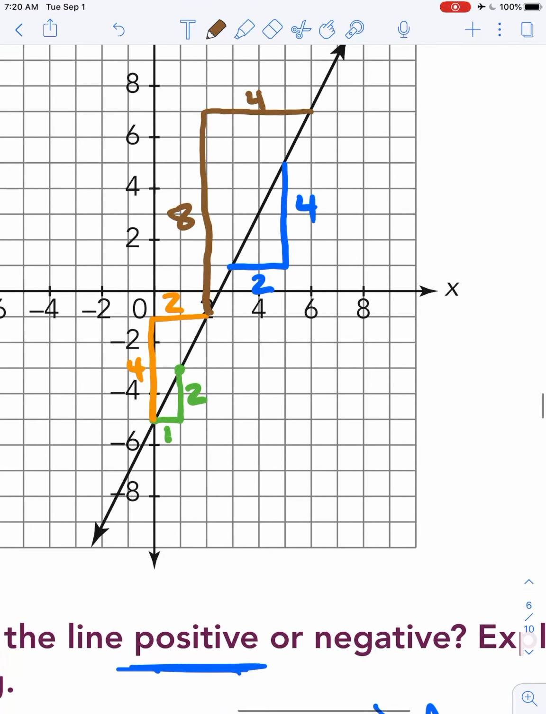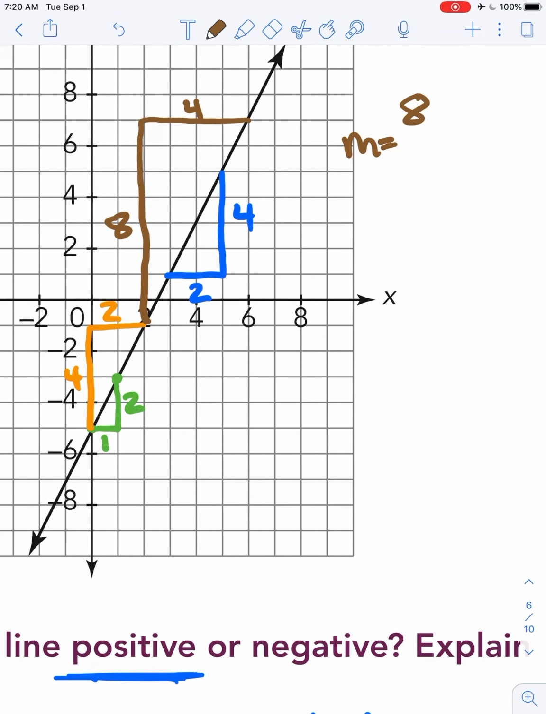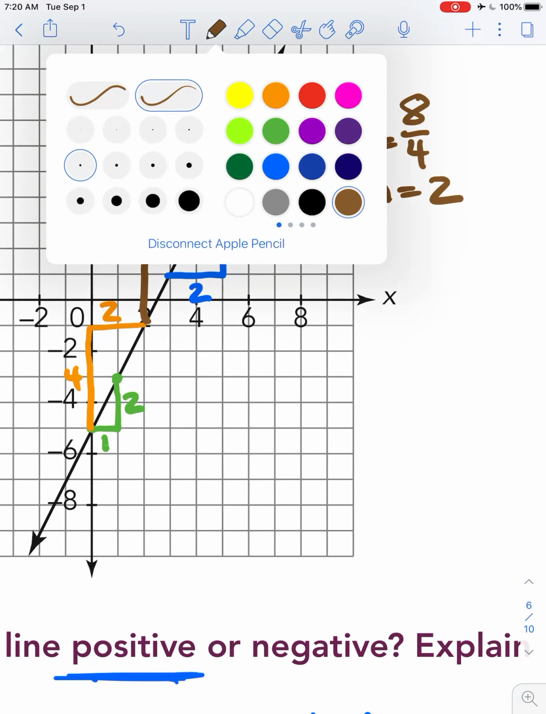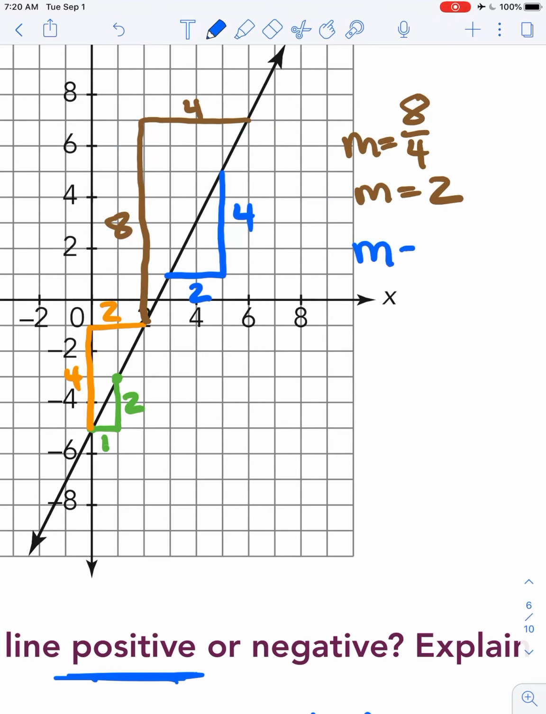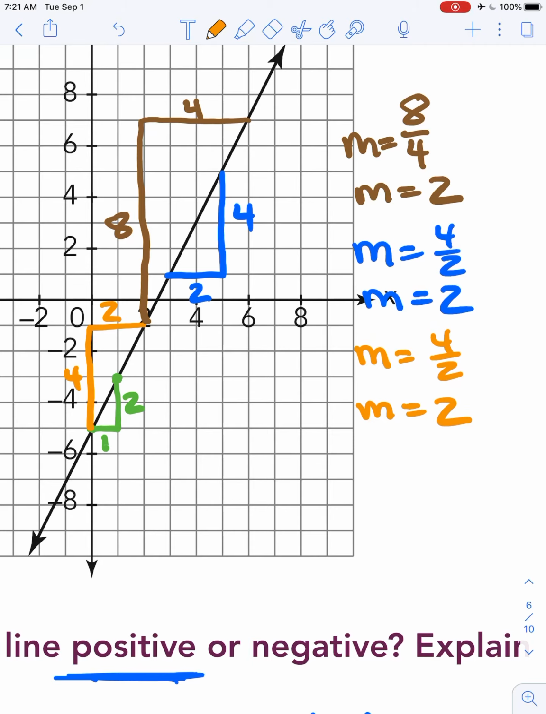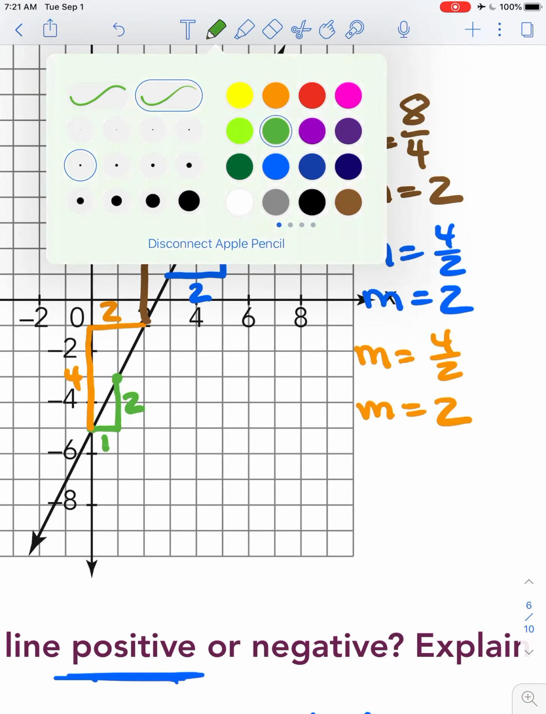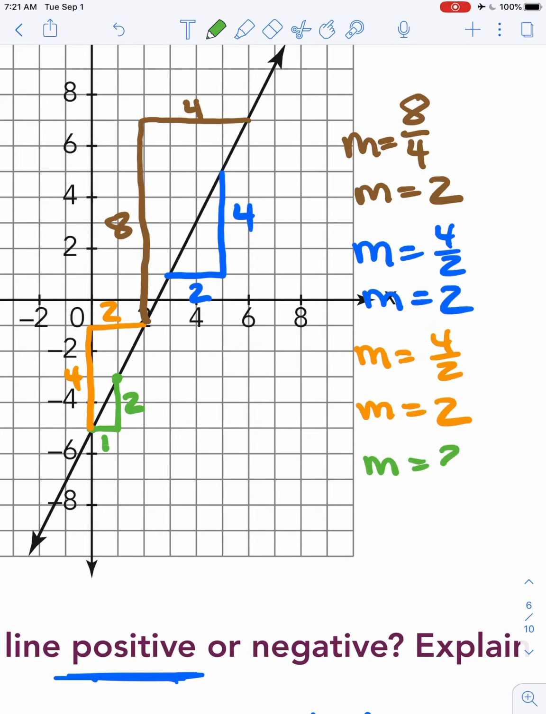Now, no matter which similar triangle you drew, the slope, we'll start with the brown: 8/4, that's the same thing as 2. The blue triangle, that's 4/2. That's the same thing as 2. We'll do the orange one. We have 4/2. Again, that's the same thing as 2. And the green, that one, we have 2/1, which is 2.